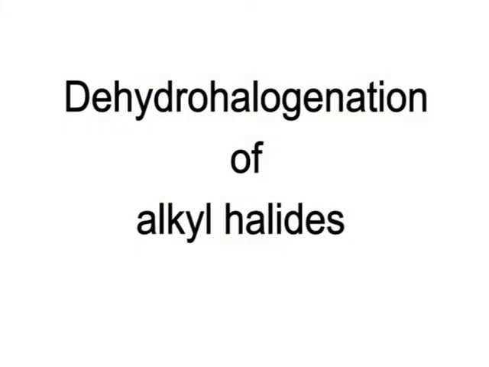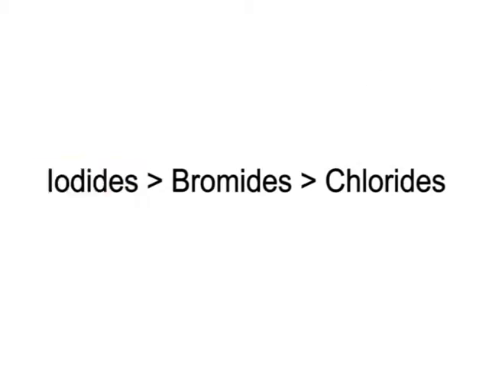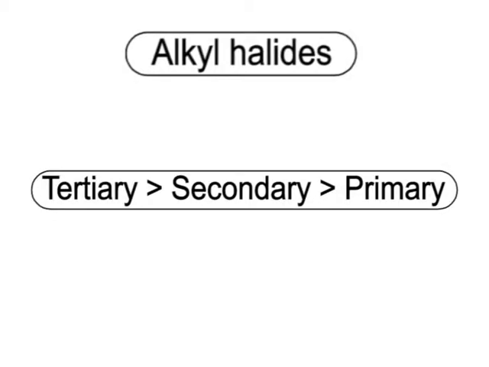The ease of dehydrohalogenation of alkyl halides having the same alkyl group but different halogens is: iodides are more reactive than bromides, which are more reactive than chlorides. For isomeric alkyl halides having the same halogen but different structures, tertiary is more reactive than secondary, which is more reactive than primary. Thus, a tertiary alkyl iodide is most reactive.